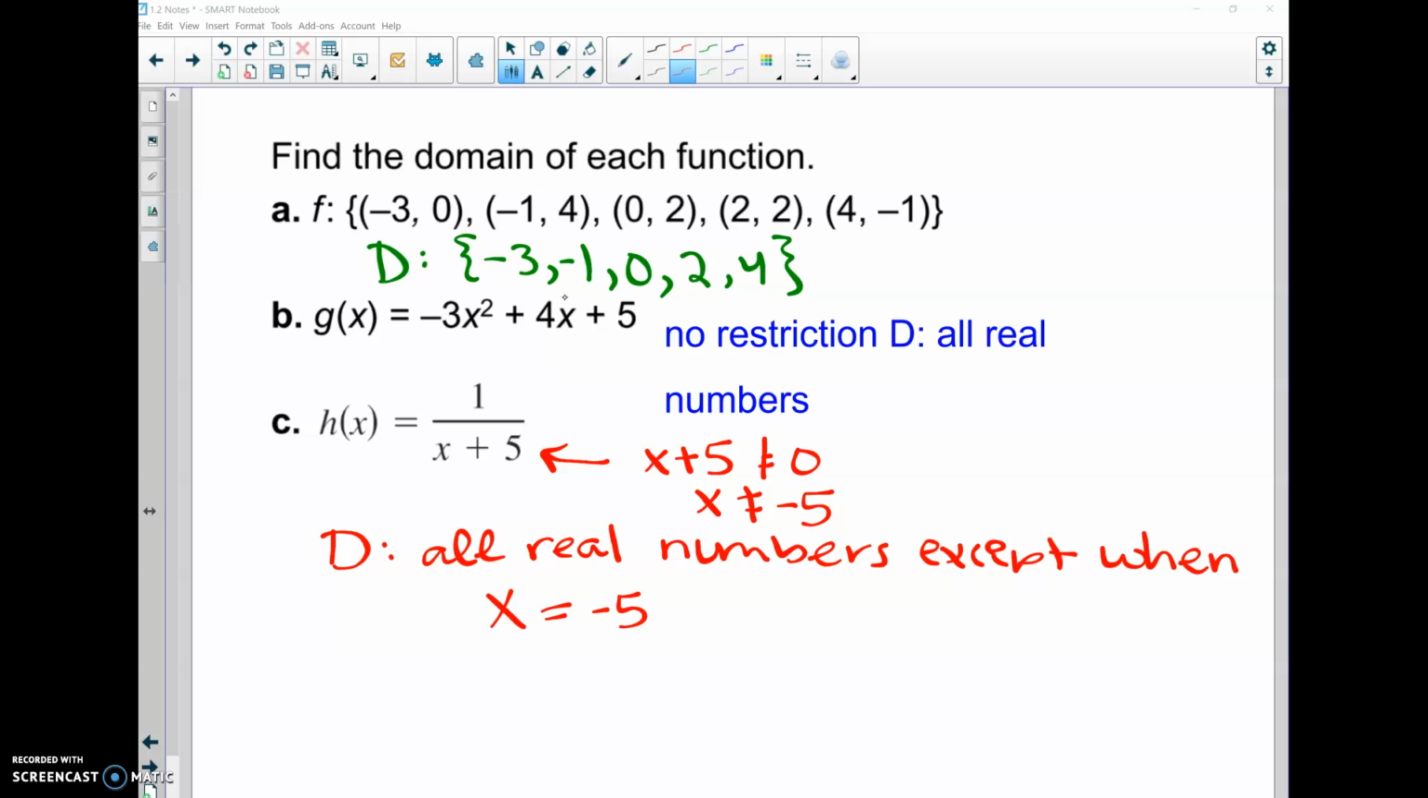Part C looks like one of our previous examples. Check for your domain restriction, the value of x that makes your denominator equal to 0. So h of x, the domain is all real numbers except for when x is negative 5. This is all I have for section 1.2 for right now.